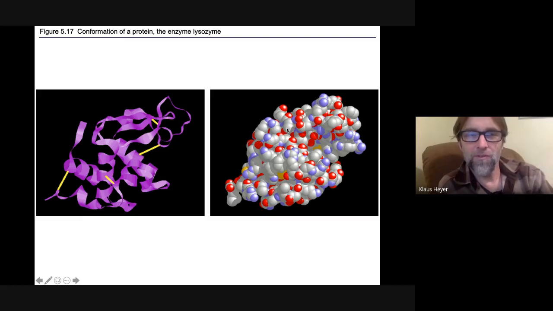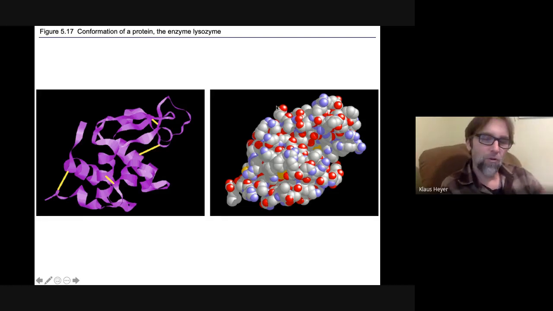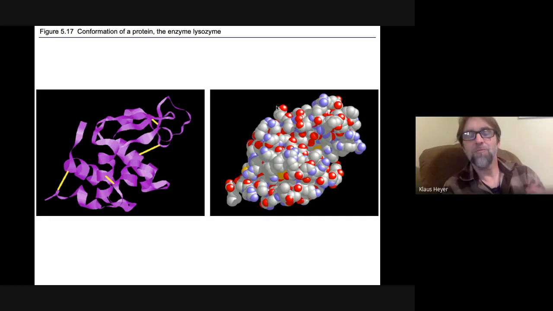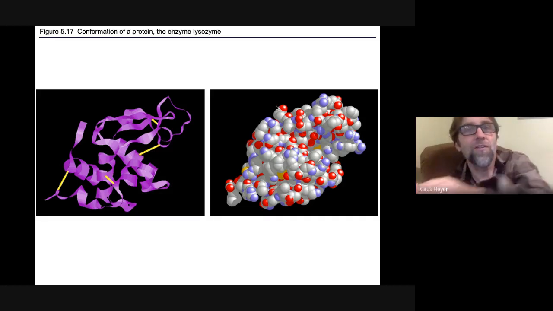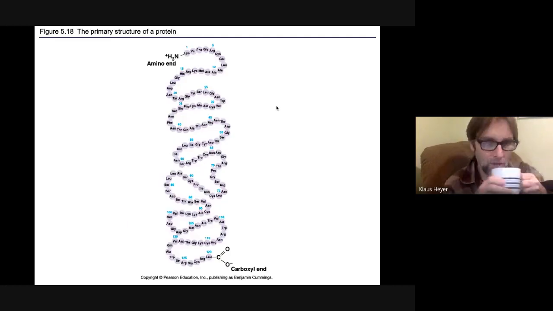Let's say we just take this red area and move it a little bit. That's it. It doesn't work anymore. The whole protein is shot. So the order of amino acids helps to determine the shape. The shape of the protein determines its function. And if you change the shape, it doesn't work.